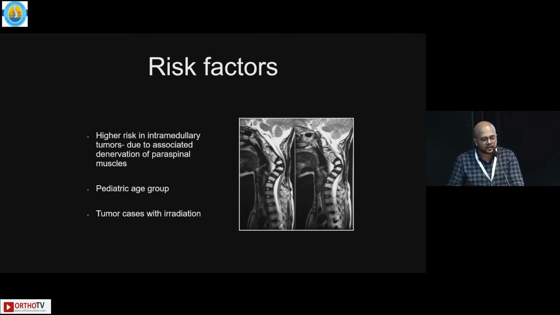Studies have shown that these patients have associated denervation of the paraspinal muscles. There is a higher risk in the pediatric age group because their bones are not completely ossified and the cartilaginous end plates cannot take compressive loads. Tumor cases which are subjected to post-op radiation also show higher incidence.